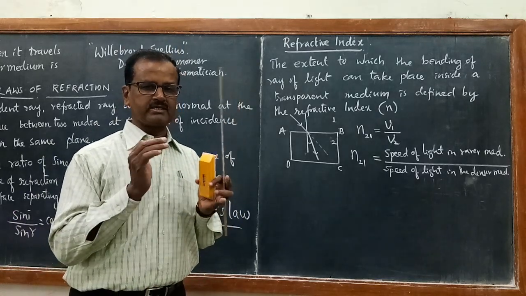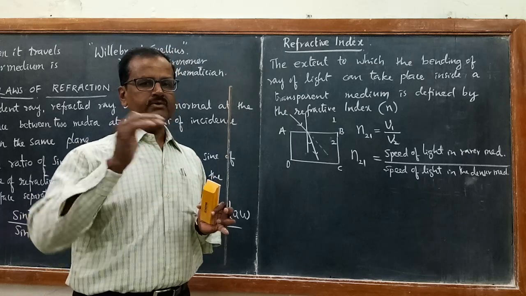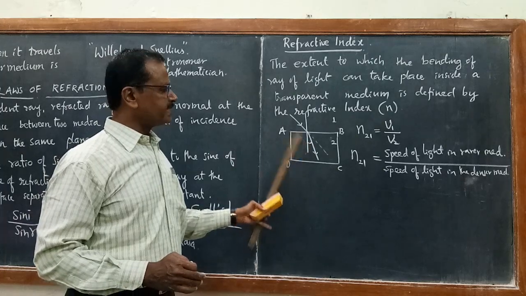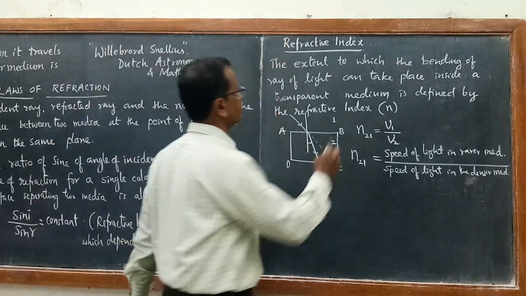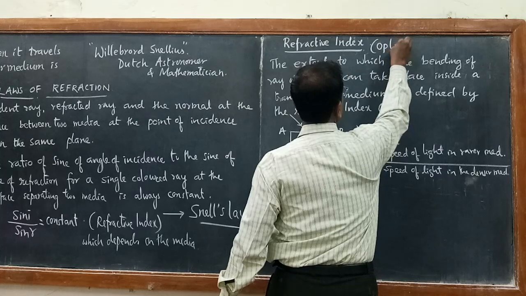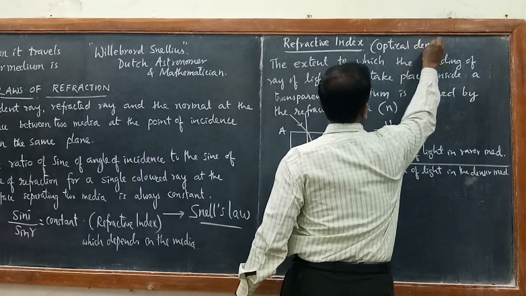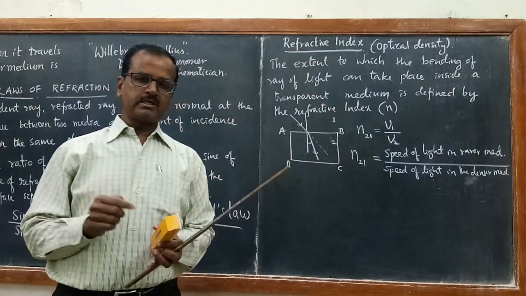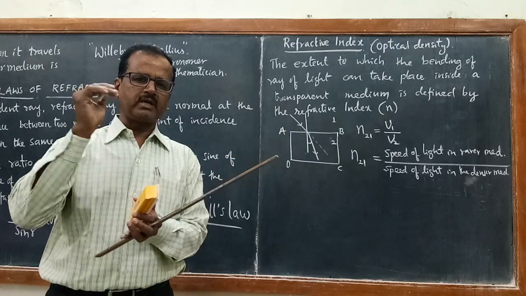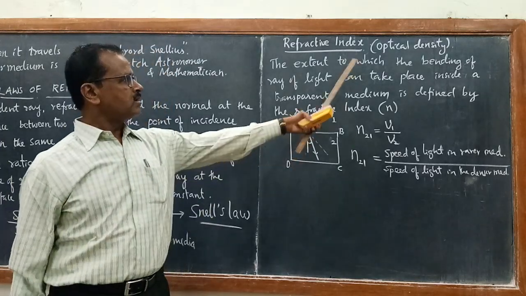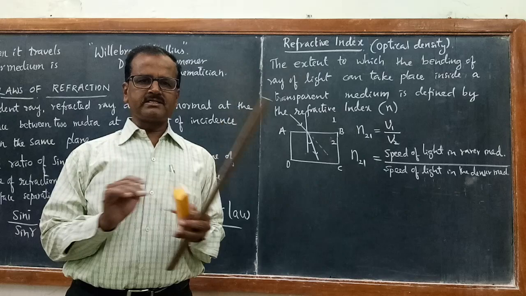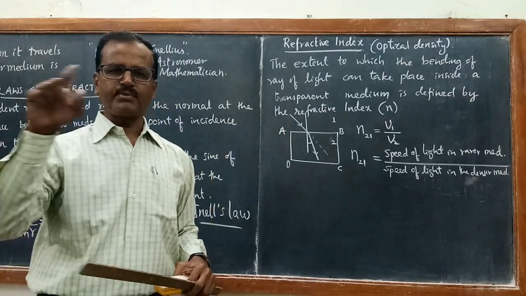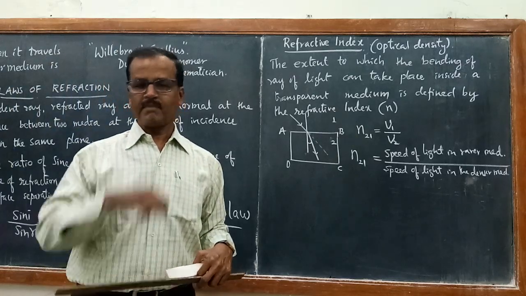How the light feels when it enters from one medium into another medium is called the optical density. So another meaning of refractive index is optical density. How thick is the medium with respect to light? How thin is the medium with respect to light? That is what we call optical density. Optical density has nothing to do with mass density. We know what mass density is: mass per unit volume is called mass density.